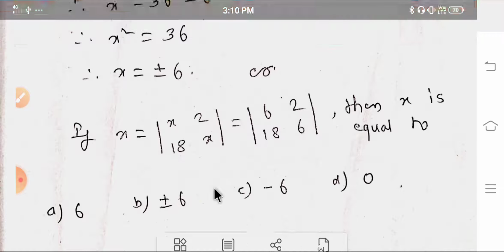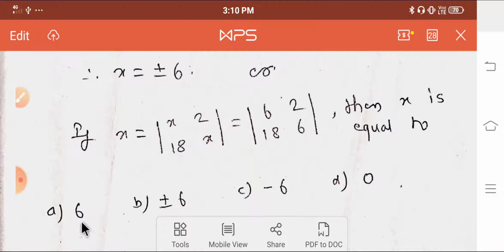So here the options given are 6, plus or minus 6, minus 6, or 0. This is the kind of question that comes in CET. So how to solve this one? What is the value of x?